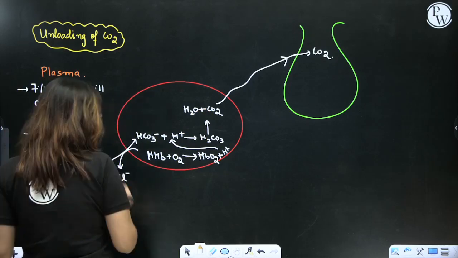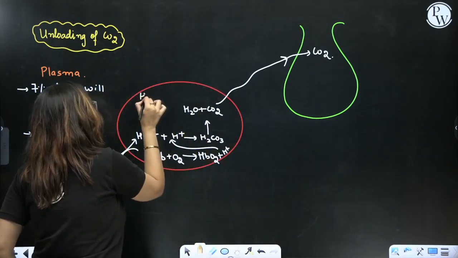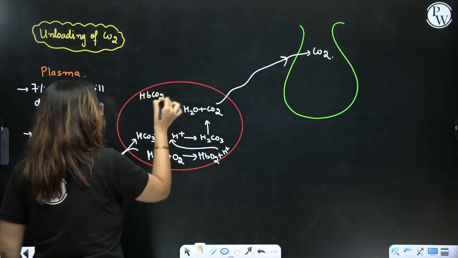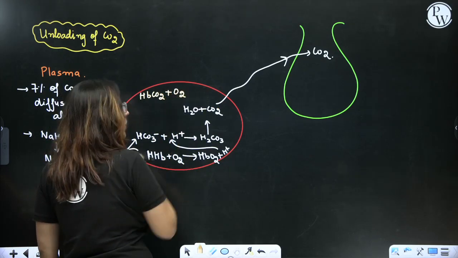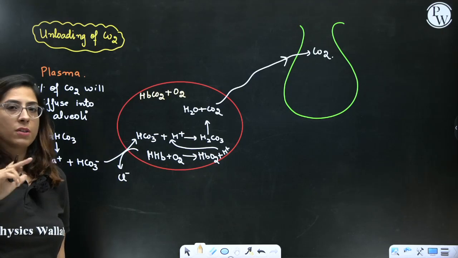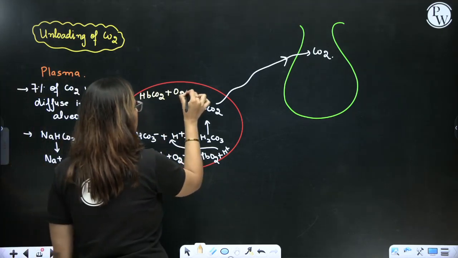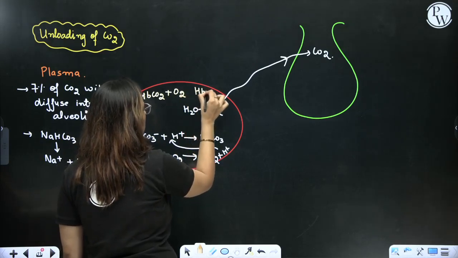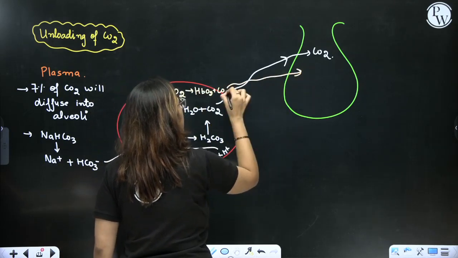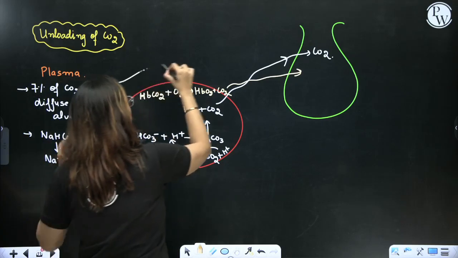Now next one, what will happen? Let's take another color and let's make the topic easy. Here we are having HbCO2 also. How much percentage? The 23%. We'll find oxygen over here. We know that the hemoglobin's efficiency towards oxygen increases because over here the carbon dioxide is less. So what will happen? It will form HbO2 plus carbon dioxide will be released. That's it. So everything is released. This is also released.